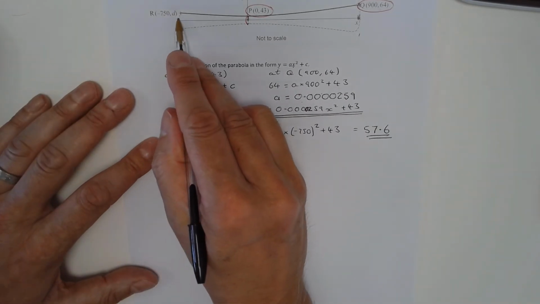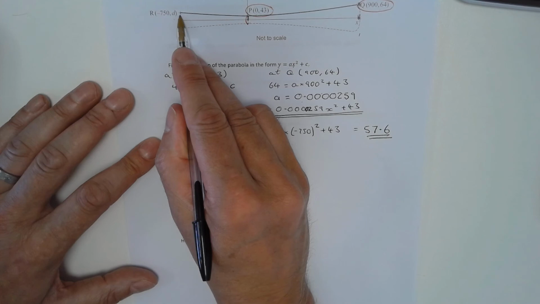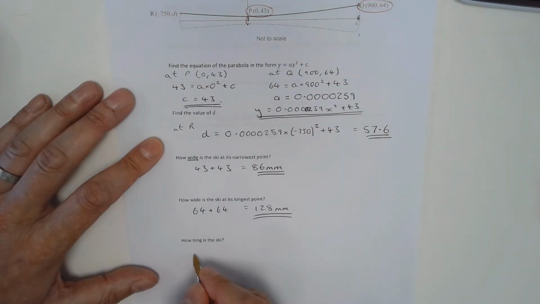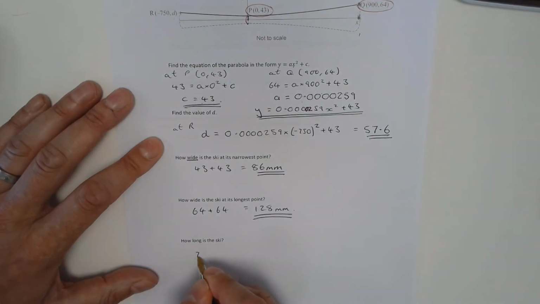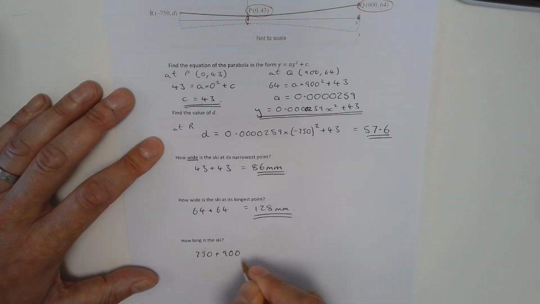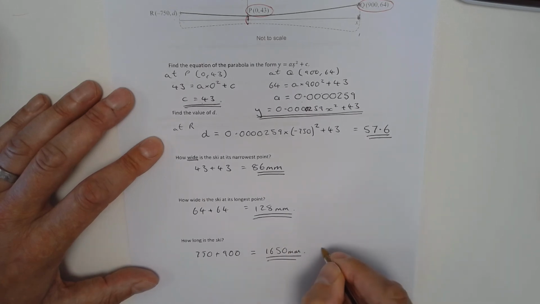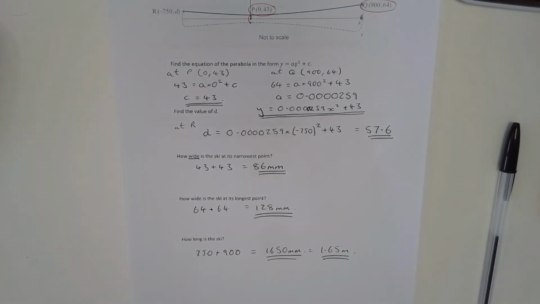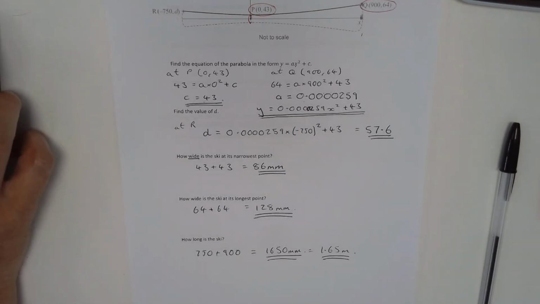How long is the ski? Nice and easy now. We're going from here to here. So this is 750, and this is 900. I think that's what the question is asking for. So that is 1650 millimetres. And if you wanted to write that as 1.65 metres, that would be absolutely fine. Either of those answers would be correct. Okay, that's that.